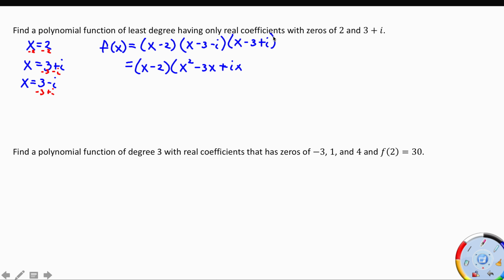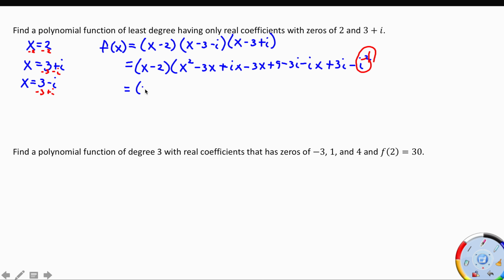Okay, I've multiplied that all the way across, so go to the next one, minus 3x, okay, plus 9, minus 3i, move to the next one, minus ix, plus 3i, minus i squared. Oh, i squared. Remember, anytime we get an i squared, that's really -1.